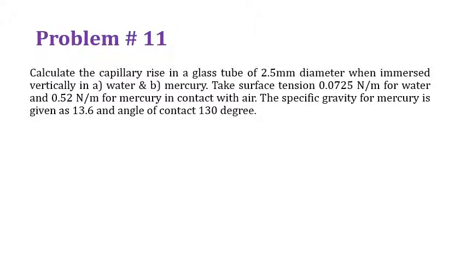So let's solve the relevant numerical problem. Calculate the capillary rise in a glass tube of 2.5 millimeter diameter when immersed vertically in water and then in mercury. Take the surface tension 0.0725 Newton per meter for water and 0.52 Newton per meter for mercury in contact with air. The specific gravity for mercury is given as 13.6 and the angle of contact is 130 degrees.